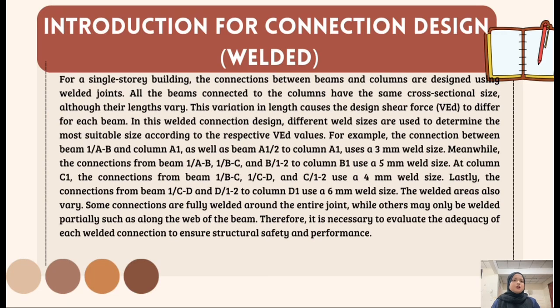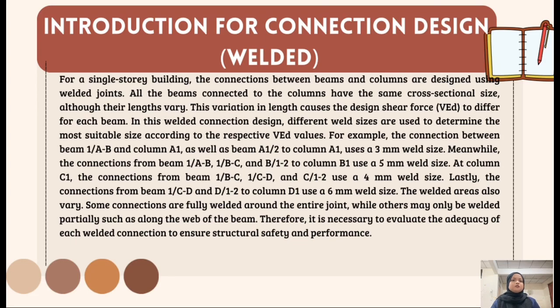use a 3 mm weld size. Meanwhile, the connections from beam 1AB, 1BC and B12 to column B1 use a 5 mm weld size. At column C1, the connections from beam 1BC, 1CD and C12 use a 4 mm weld size. Lastly, the connection from beam 1CD and D12 to column D1 use a 6 mm weld size. The welded areas also vary.